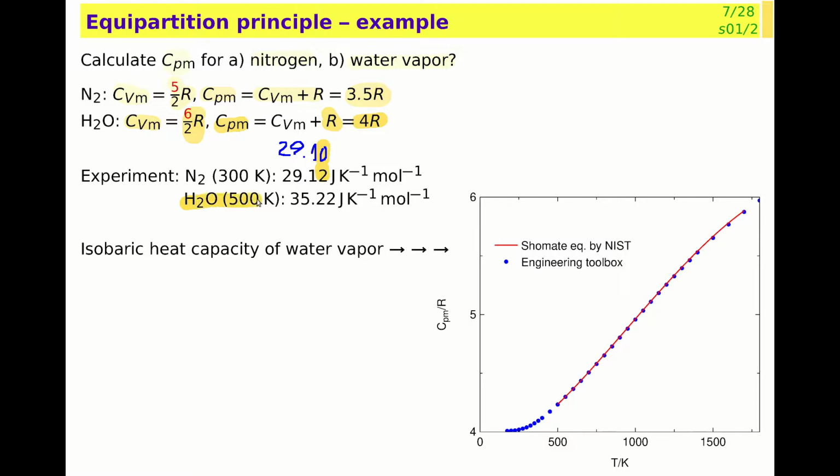But for water vapor, it's a bit different. Here is the experiment. I took 2 formulas, one given by the so-called Shomate equation and the other from the Engineering Toolbox. There are points, and I divided the molar heat capacity at constant pressure by the gas constant. I should get 4. So at reasonably low temperatures, it is 4 indeed, but as temperature increases, this is no longer valid because of vibrations, which cannot be treated at this level.